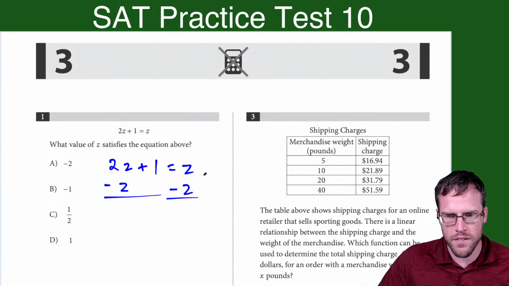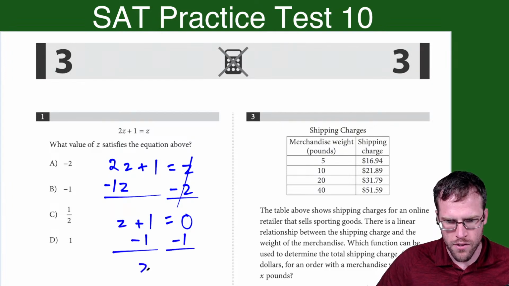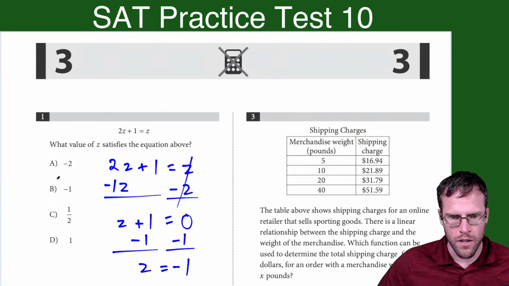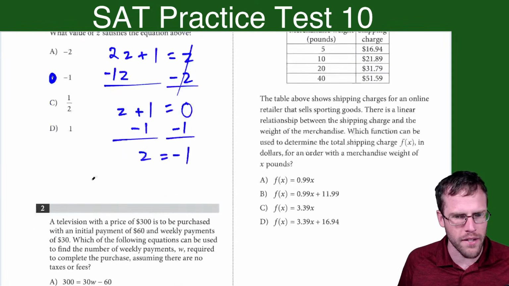So here I would move that z over. z minus z cancels. The right side is 0. And now 2z minus 1z is just 1z plus 1. And now to solve for z, just subtract 1 on both sides. So z is equal to negative 1, which matches up with choice B. So first question, not too bad.